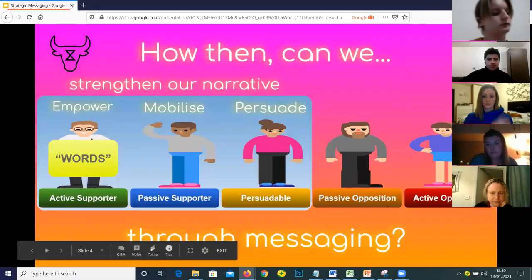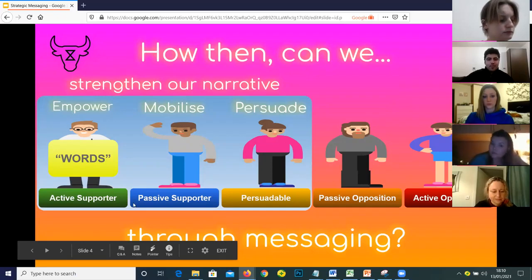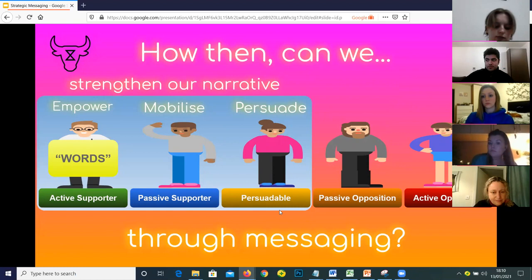So how, through messaging, can we empower our active supporters, mobilize our passive supporters, but most importantly, persuade the persuadables, which is one of the key goals of strategic messaging.